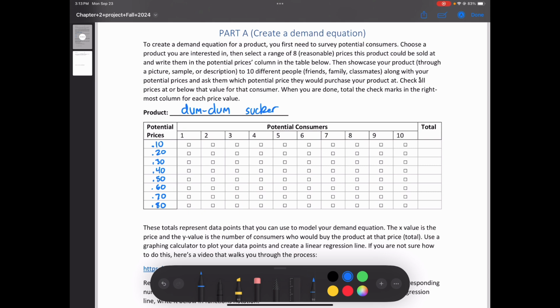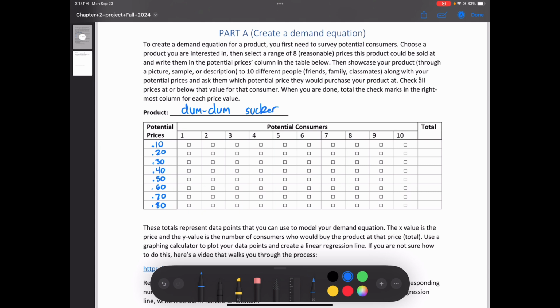So the idea here is now I'm going to go ask a potential consumer, quote unquote. This can be friends, family, classmates, just whoever you want, as long as it's not yourself. Don't ask yourself, because that could bias the results. So ask 10 different people at what price they would still be willing to pay for your product. Notice how this is a different question than asking, hey, what price should I sell this at? Of course, if they're a consumer, they're going to pick the lowest price. So it's all about what they would be willing to pay.